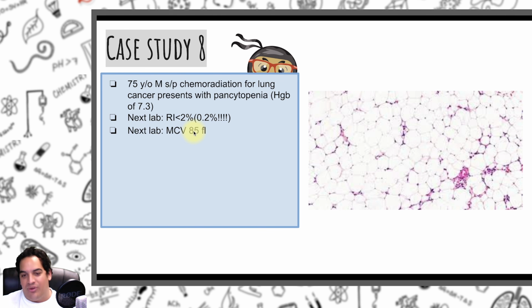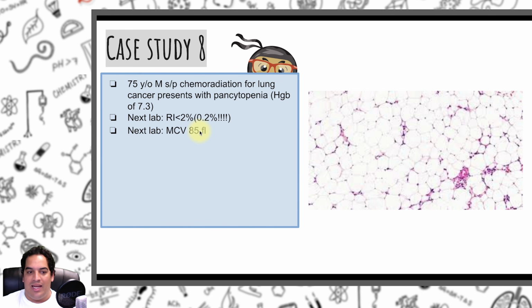What do we always do? Again, we have under production, so check an MCV: normocytic, microcytic, macrocytic. In this case, it's normocytic. Now we know it's normocytic. If it's normocytic, we have to confirm whether it's early iron deficiency, B12 or folate deficiency, rule out thyroid, liver, kidney disease, and then also potentially a bone marrow problem.